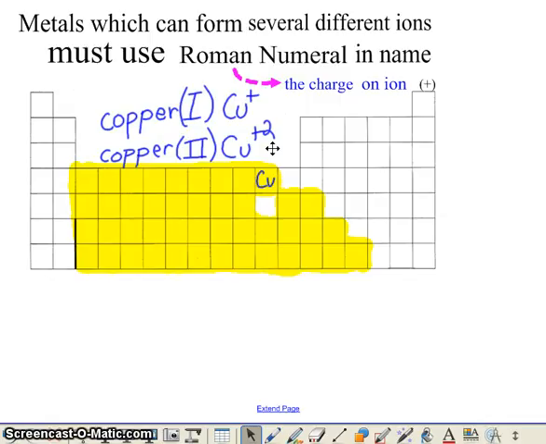How do we distinguish between these two? We use a Roman numeral. The Roman numeral tells you the charge on the positive ion. We don't need to memorize those charges, but we might need to figure them out when we look at the formula, or if we look at the name tells us the charge on the metal ion.